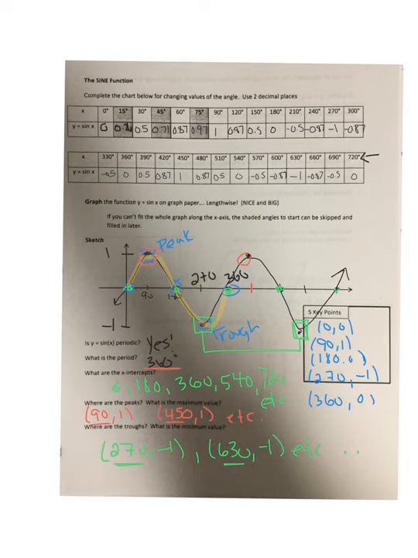I've also answered the last part of both of these questions. What is the maximum value and what is the minimum value? I answered that by plugging it in for the y values here. So our maximum for the peaks is 1 and our minimum for the troughs is negative 1.